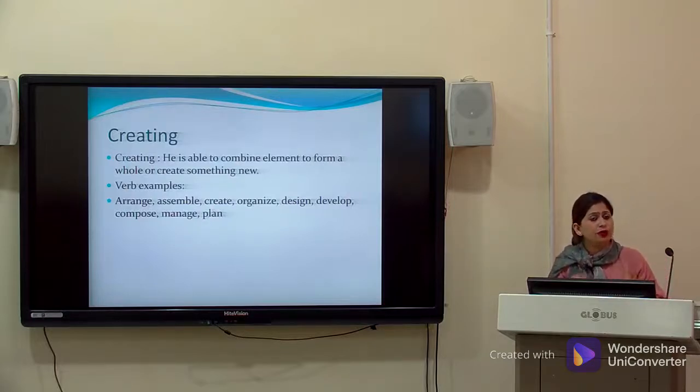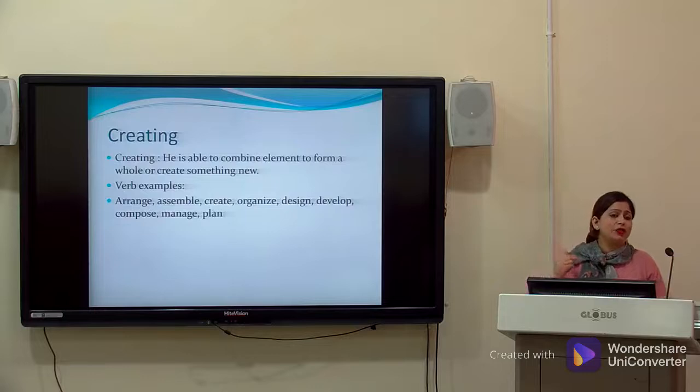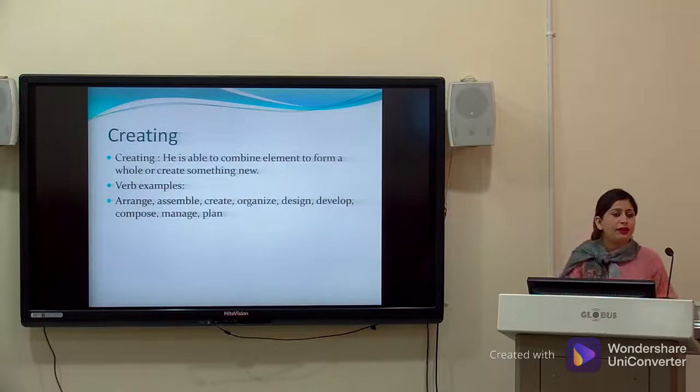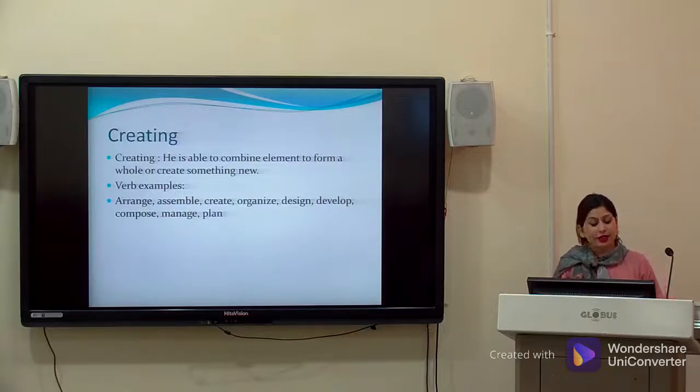So according to Bloom, this is the higher level of thinking in the cognitive domain, where a learner creates a new idea, and how does he create a new idea? Where all the parts are combined. The action verbs used at the creating level are to arrange, to assemble, to create, to organize, to design, to develop, to compose, to manage and to plan.